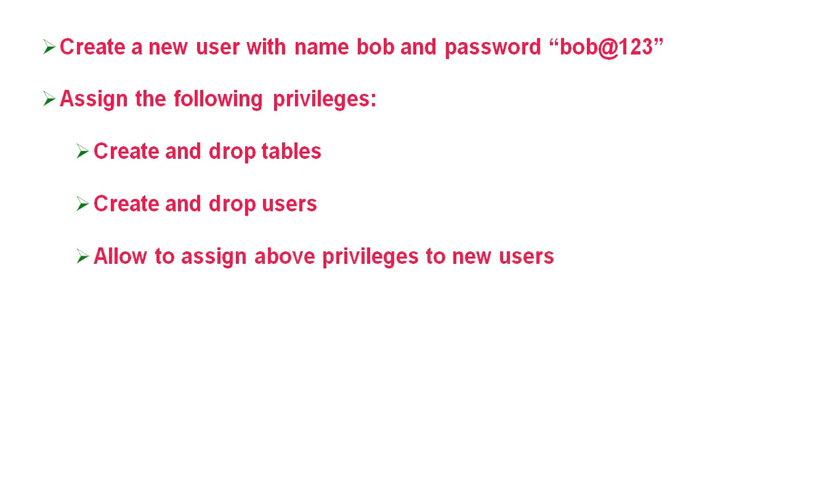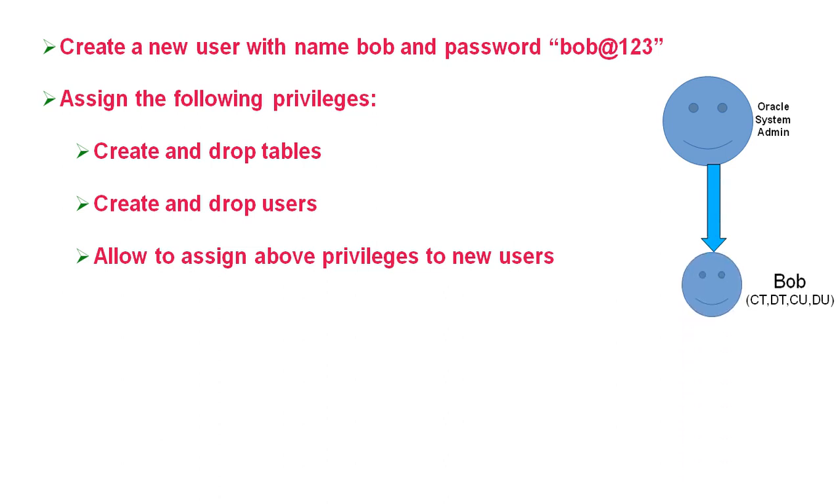Now let me do the third task: allow him to assign the above privileges to a new user. Let us understand this. We have the Oracle system admin who has created the user Bob. Now Bob is assigned four privileges: create table, drop table, create user, and drop user. The meaning of the third question is that he should be able to assign these privileges to a new user. That means he should be the system admin.